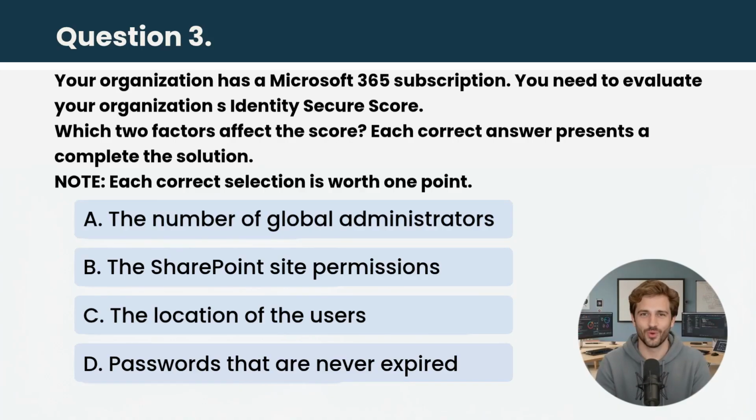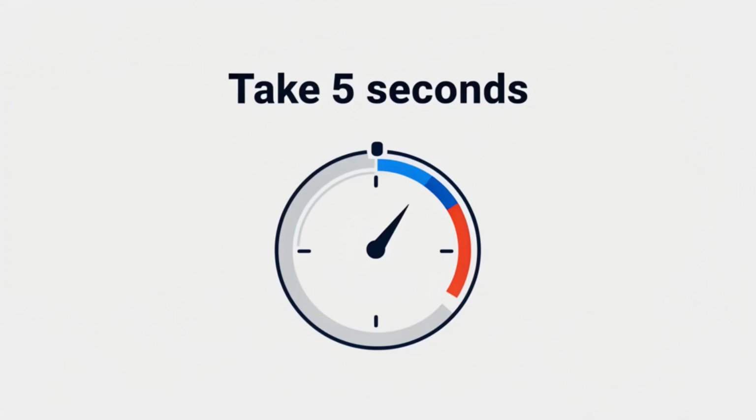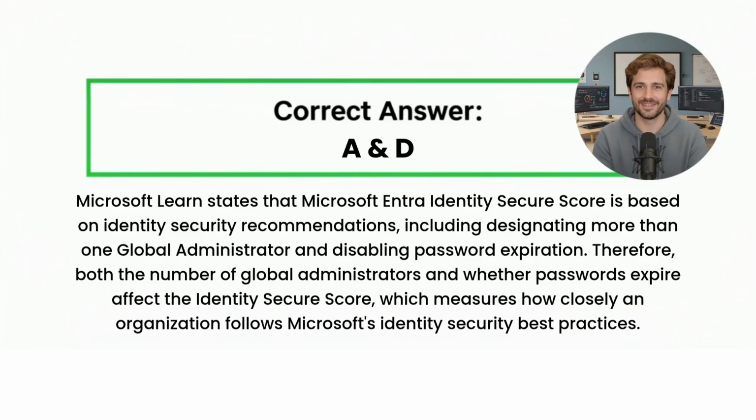Question 3. Your organization has a Microsoft 365 subscription. You need to evaluate your organization's Identity Secure score. Which two factors affect the score? Each correct answer presents a complete solution. Note: each correct selection is worth 1 point. A. The number of global administrators. B. The SharePoint site permissions. C. The location of the users. D. Passwords that are never expired. If you're thinking like a pen tester, this should be clear. The correct answer is A and D.